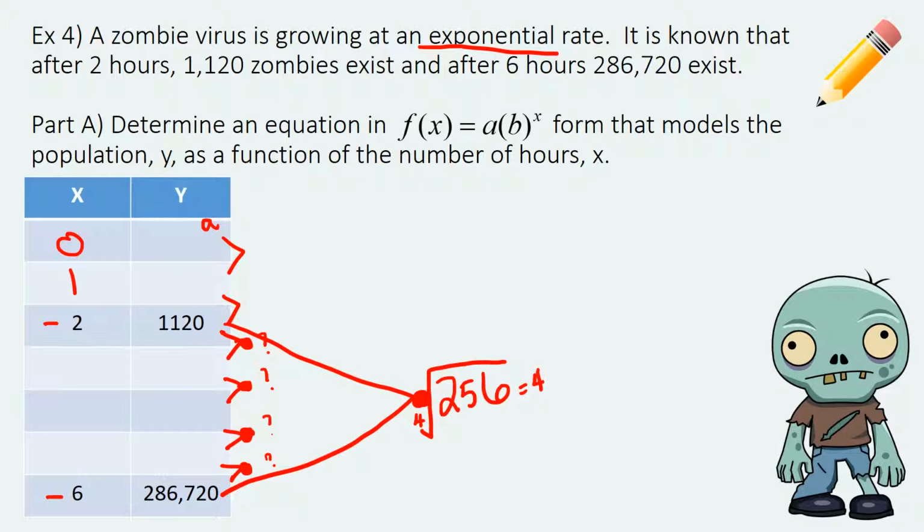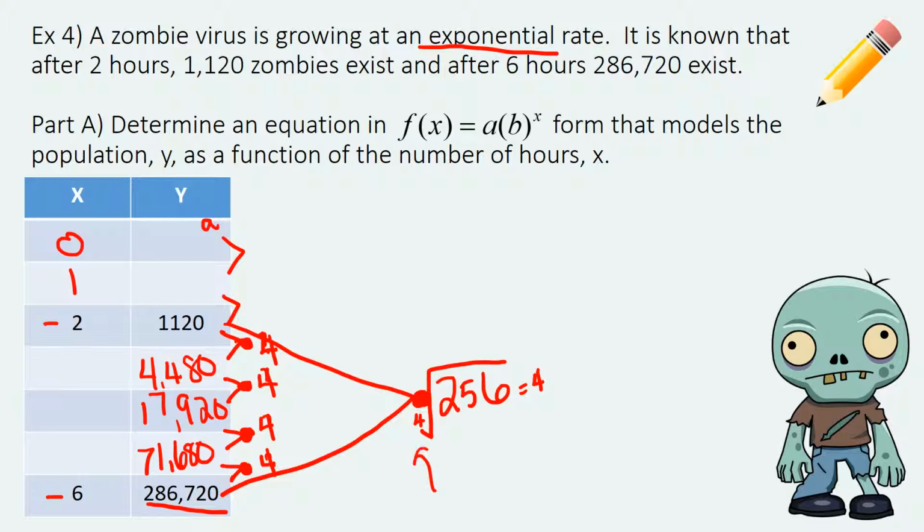So let's try that. So if I take 1,120 and multiply it by 4, I get 4,480. And if I multiply that by 4, I get 17,920. And if I multiply that by 4, I get 71,680. And if I multiply that by 4, I get back the 286,720.